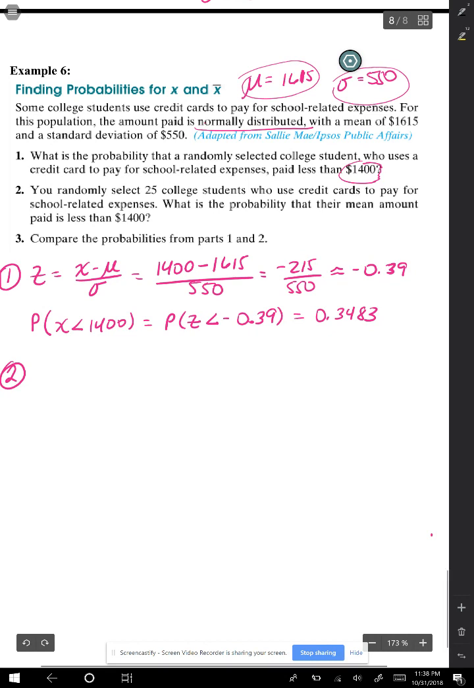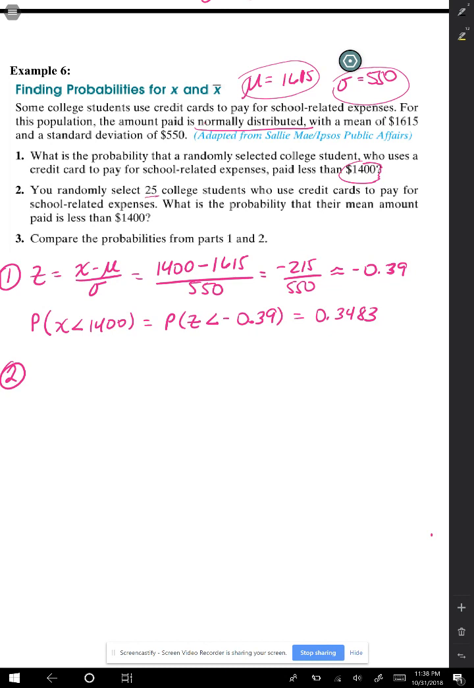So in the first one, we just randomly selected a college student. So we weren't doing the sampling distribution of the sample means, or the mean of the sample means. We were just doing a single college student. Well, now we're randomly selecting 25 college students. So now we're asked to find the probability associated with a sample mean.